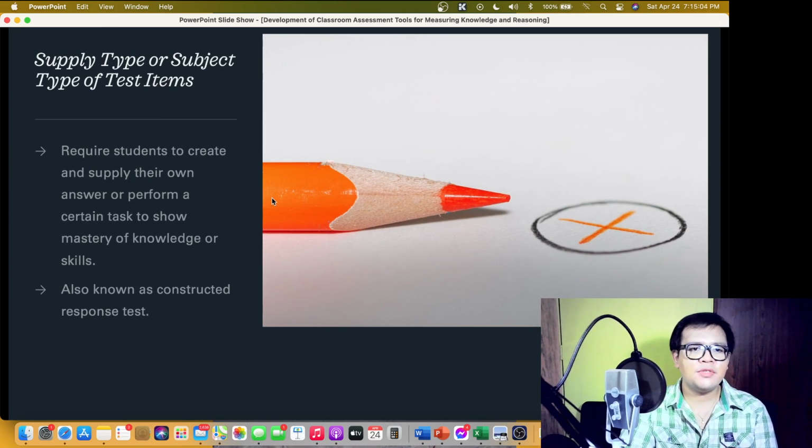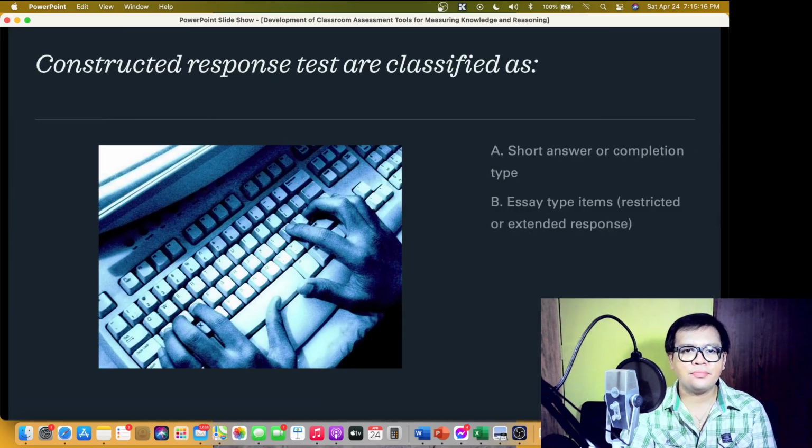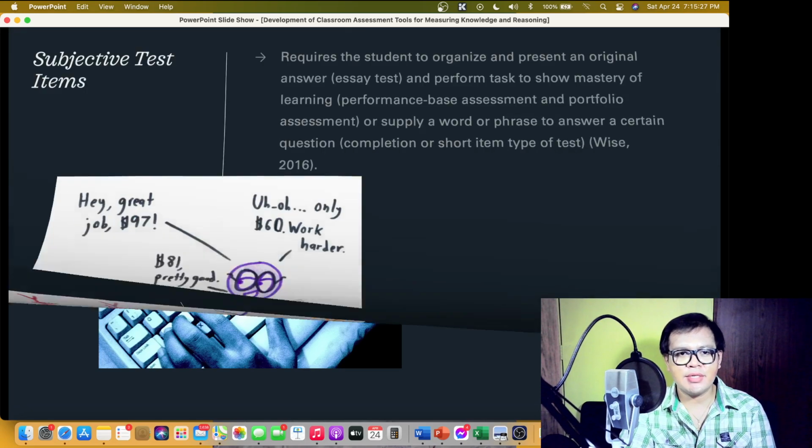So, supply types of test and type of item tests. This requires students to create and supply their own answers or perform certain tasks to show mastery of knowledge and skills, and is also known as constructed response tests. Constructed response tests are classified into two. First is short answer or completion type, and second is essay type item, which is restricted and extended response.